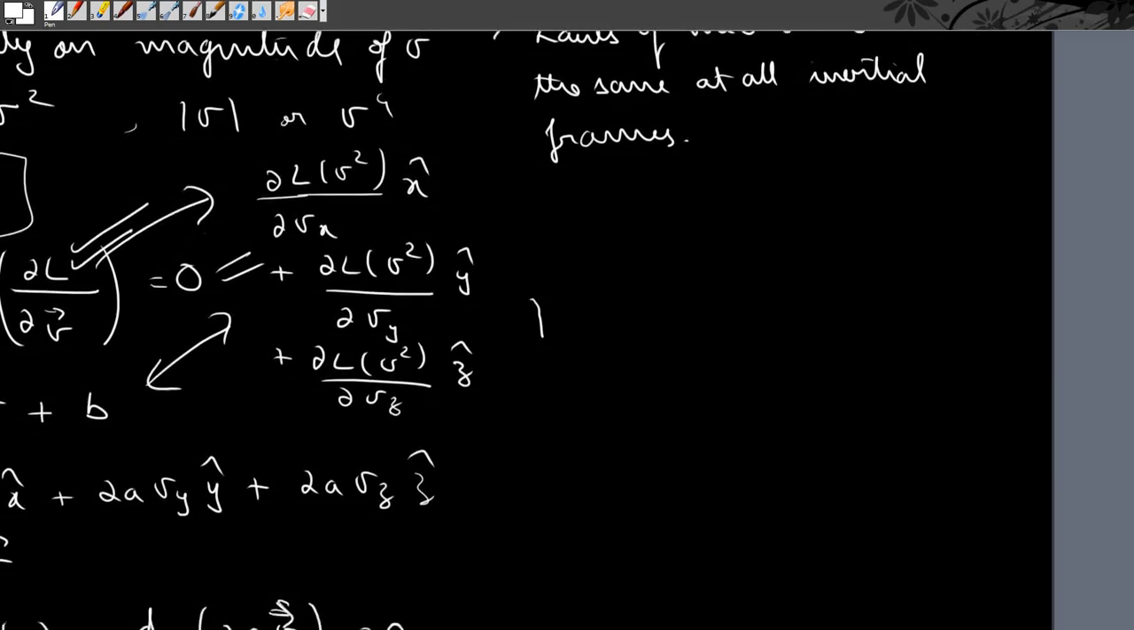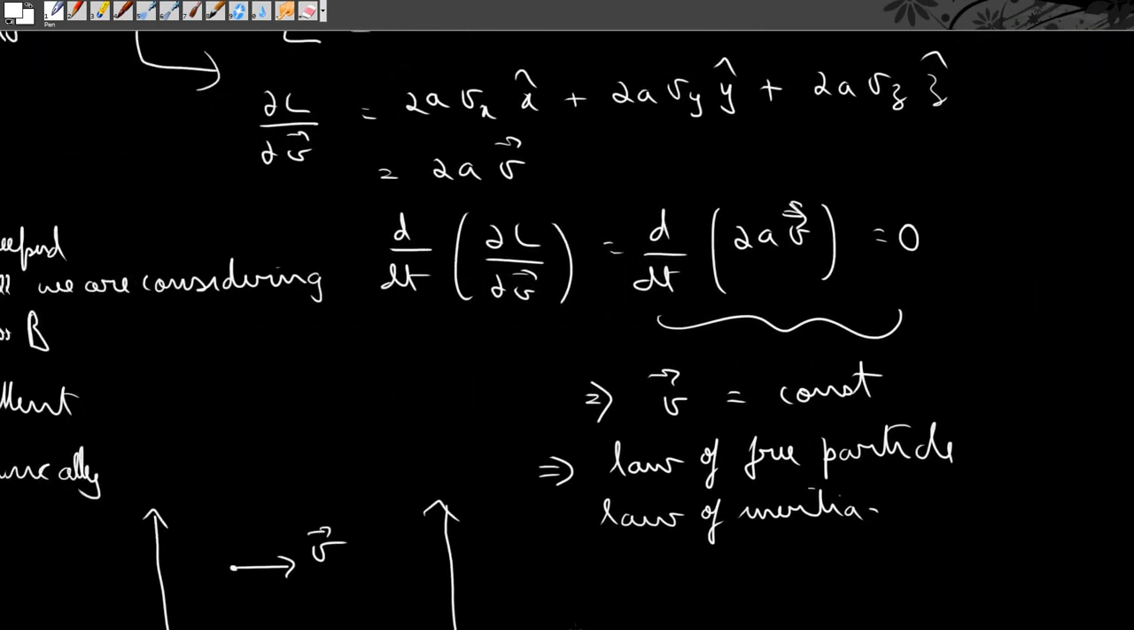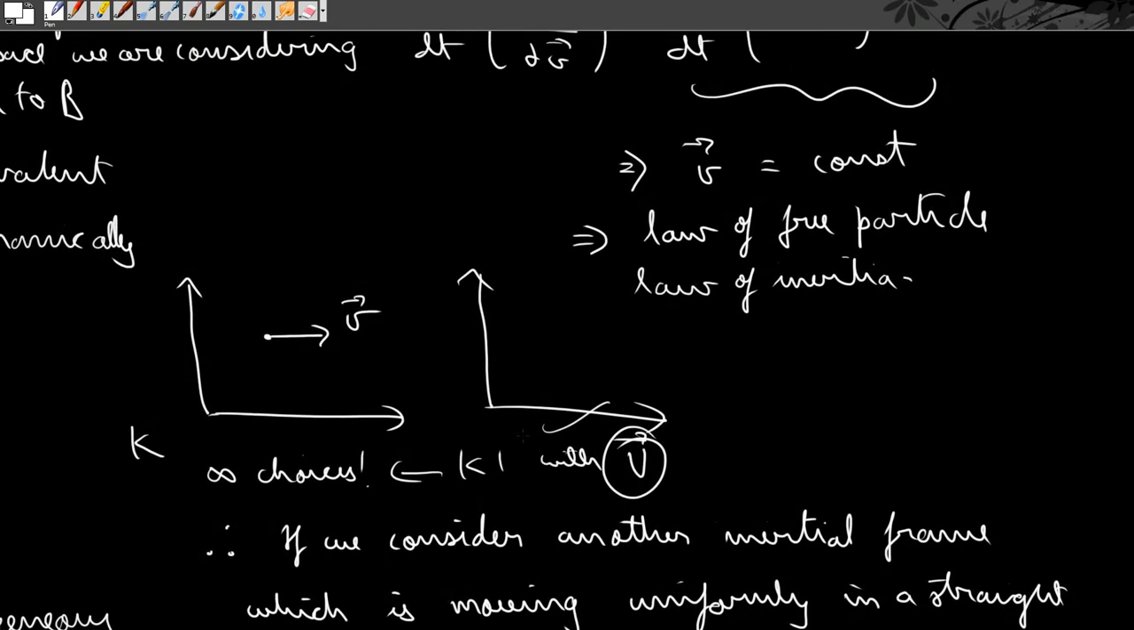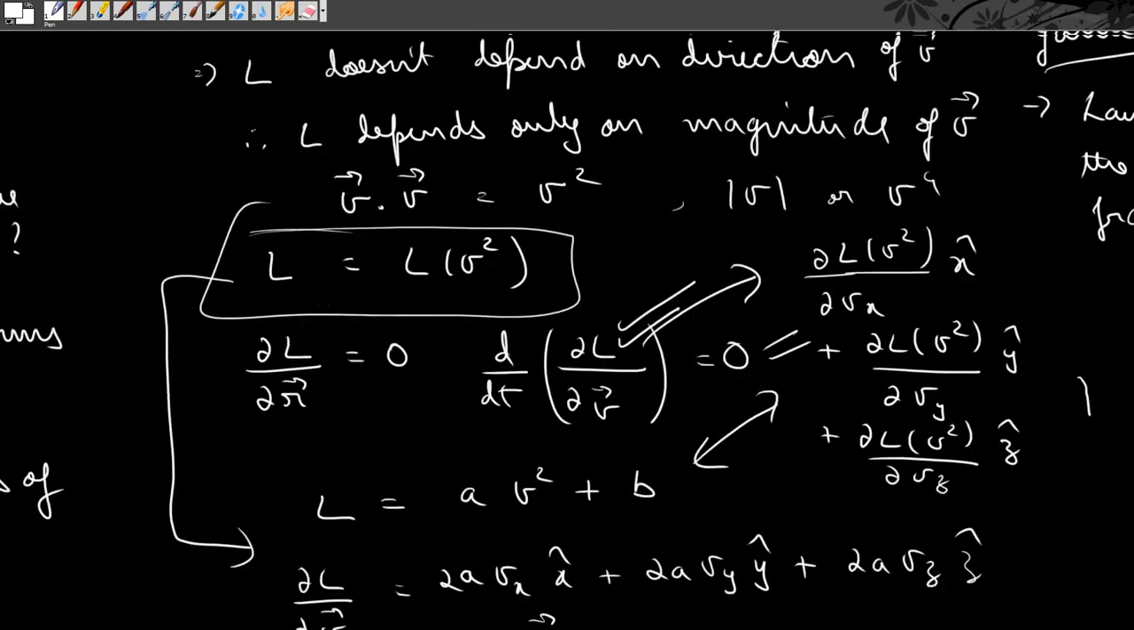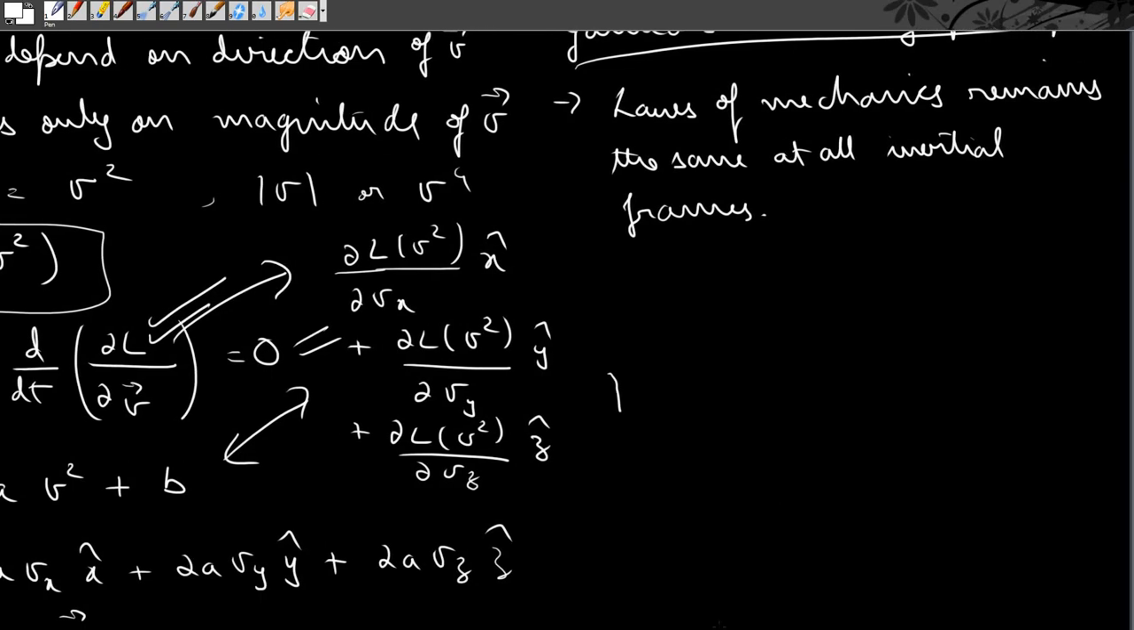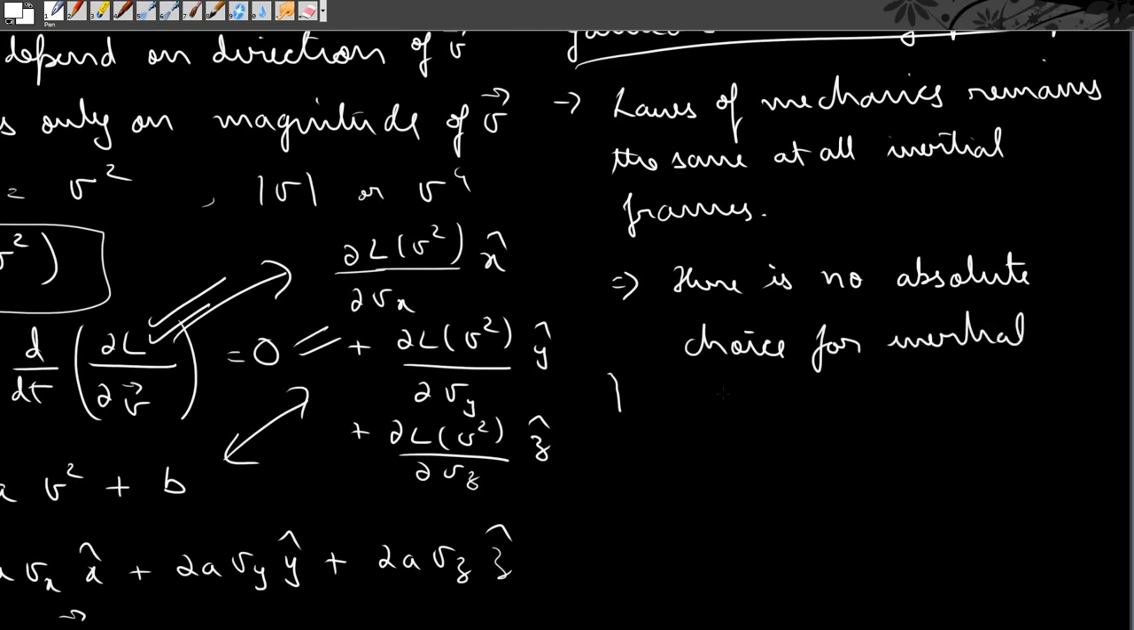And since there are infinitely many choices for such frames, by the way, the frame k dash is also inertial because with respect to k dash also we will have space and time to be homogeneous and isotropic, and in all of these frames the laws of mechanics remain the same, this implies there is no absolute choice for inertial frame of reference. And this is a very important result. This means that there is no special frame of reference present in the universe which we have to use. We can choose any inertial frame of reference. So there is no absolute choice for us.